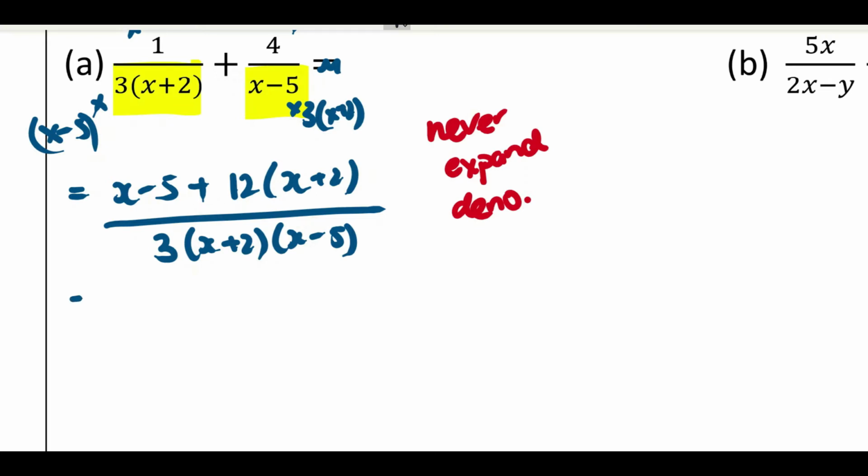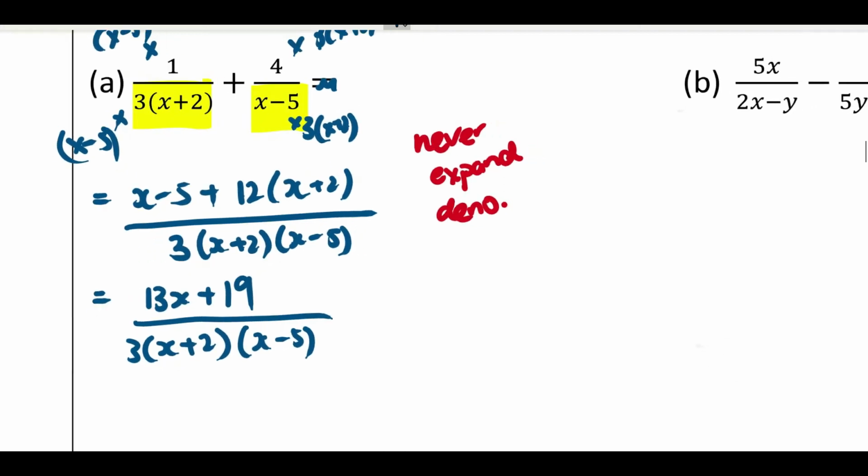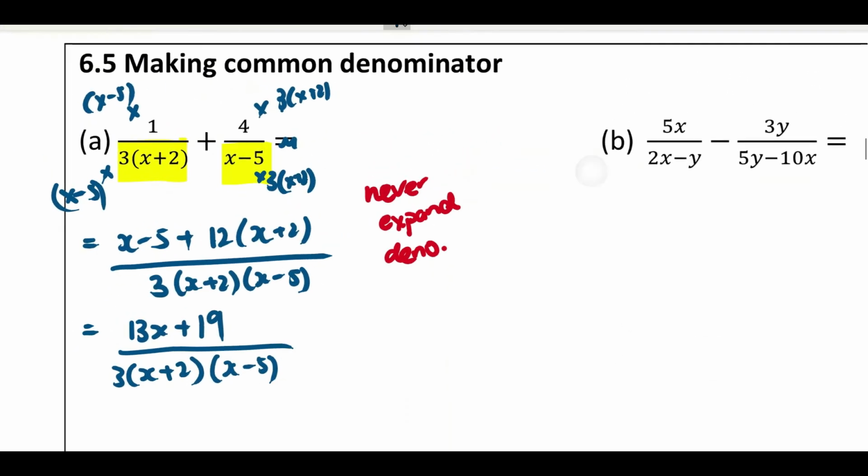Okay, so my numerator would be x plus 12x, that would be 13x, minus 5 plus 24, that would be plus 19, over my denominator, never expand them. Just leave it where they are. Numerator can factorize? Cannot factorize. So just leave it. That will be the final answer. And this is because the denominators have no relationship to each other.